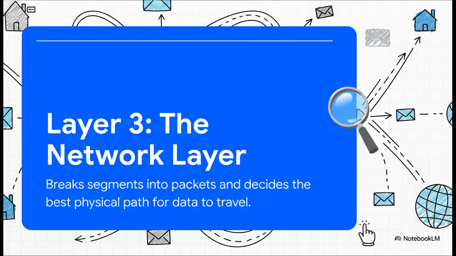The network layer figures out the best possible path for those packets to travel across the vast, interconnected networks of the internet to reach their final destination. And how does it do that? By using logical addresses. You guessed it, IP addresses.